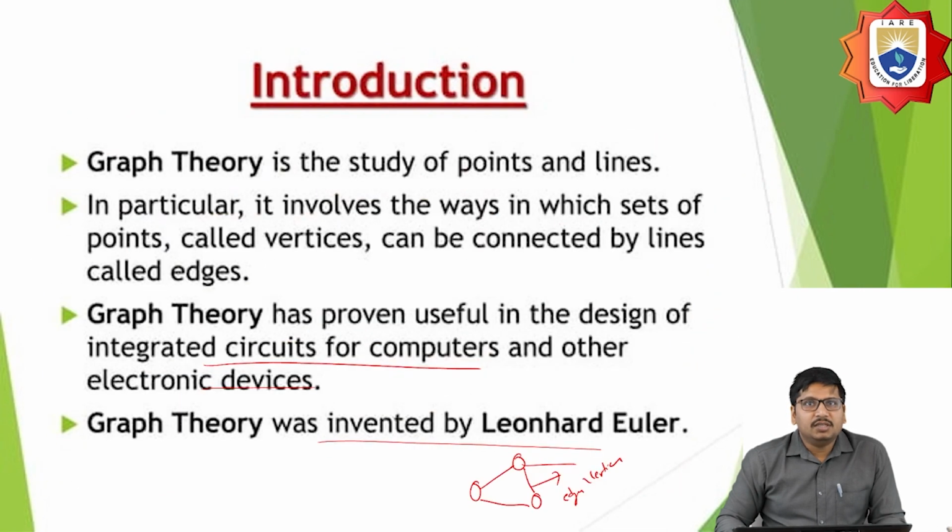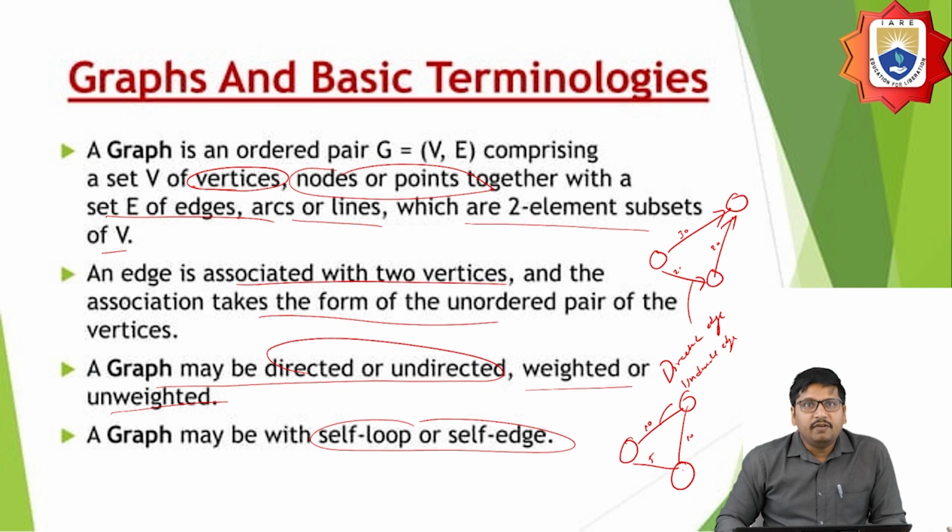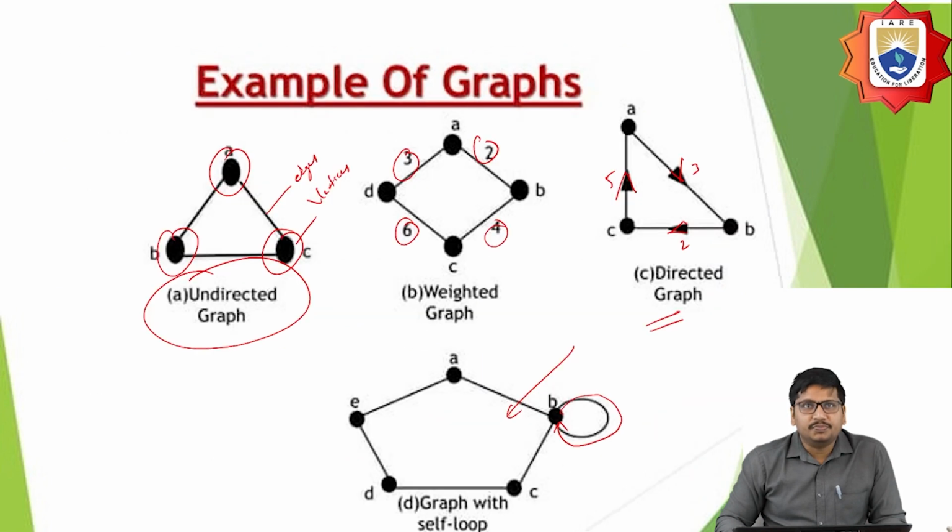So graph theory is the study of points and lines, and it is useful in designing circuits of computers and other electronic devices, mainly invented by Euler. And the graph is nothing but an ordered pair, which is represented in the form of vertices and edges, and each edge is associated with two vertices. And graphs may be of different types like directed, undirected, weighted, and unweighted. And a graph may have a self loop or self edge also. So these are the representations of the graph.